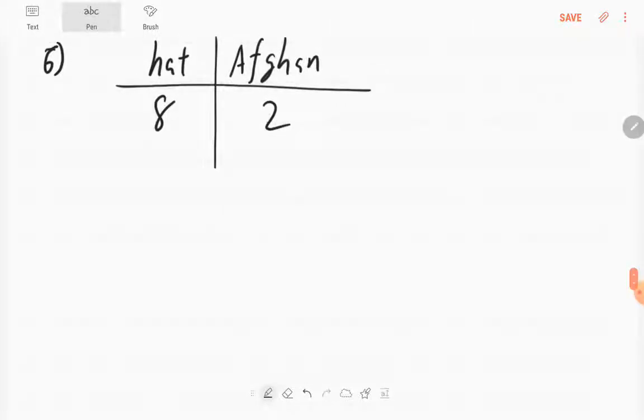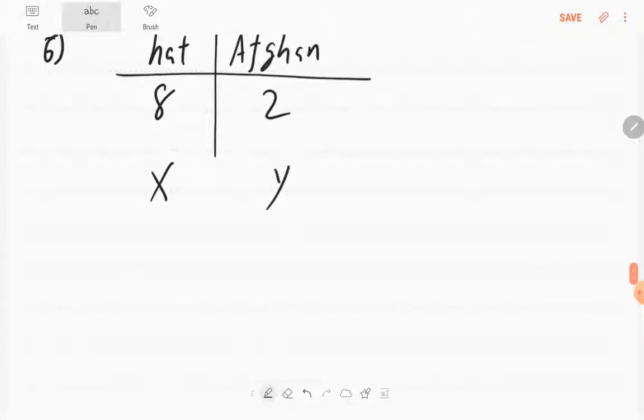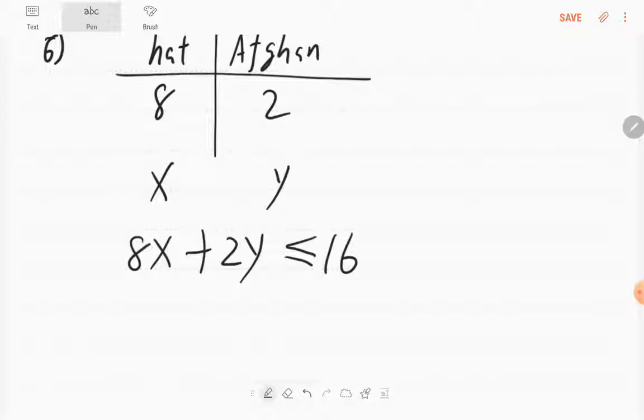Okay, so if we let x represent the number of hats and y the number of Afghans, the total hours is 8 times x plus 2 times y. She has only 16 hours available, so the total hours should be less than or equal to 16. Right. So this is the inequality to describe this situation.